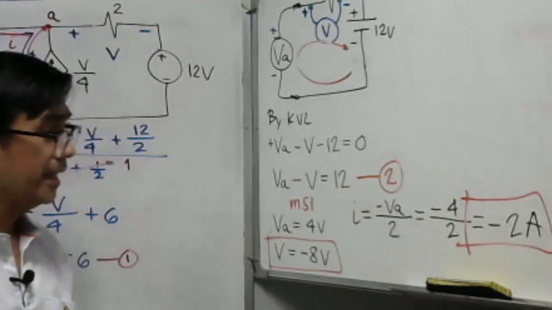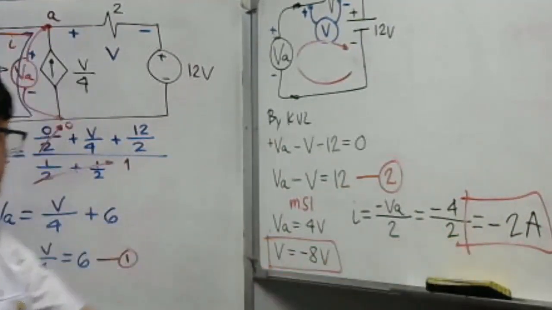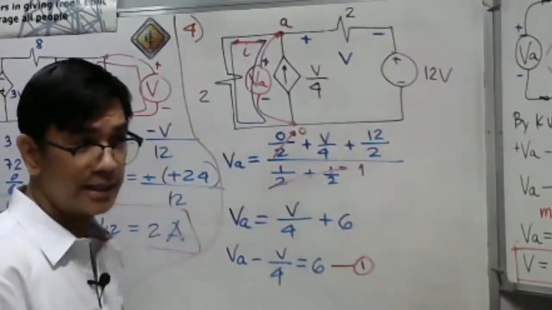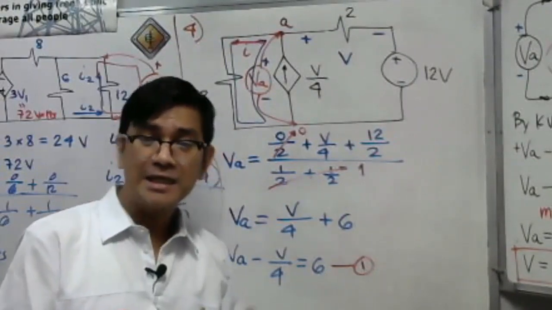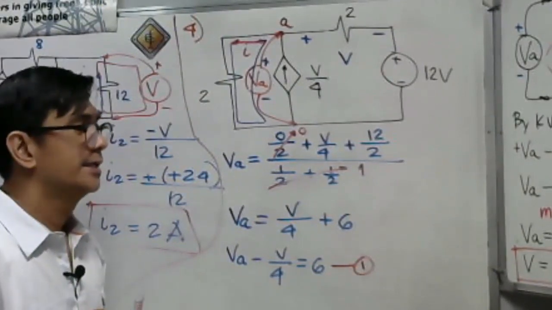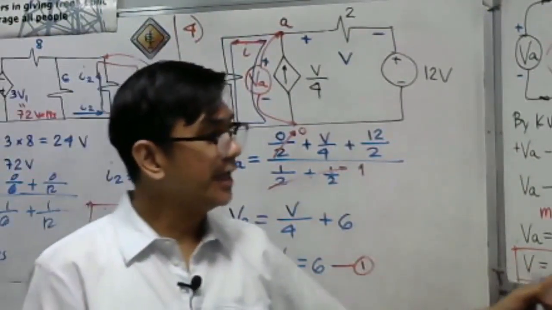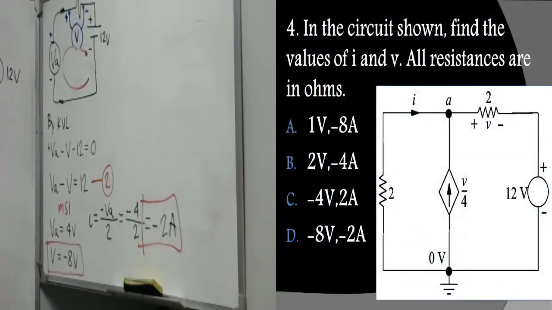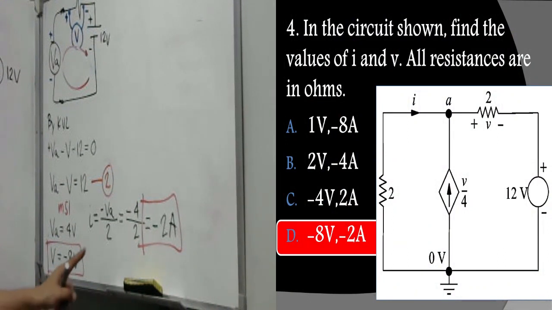Okay? Again, this is a wrong assumption of the direction of I, wherein the actual direction, instead of going to the right, this must be going to the left. No? So, mali lang naman mga kawerpa yung assumption dun sa libro, sa reviewer. Okay? So, our answer is negative 8 and negative 2 ampere. So, the answer would be letter D. Okay, that's correct. Negative 8 volts and negative 2 amperes.